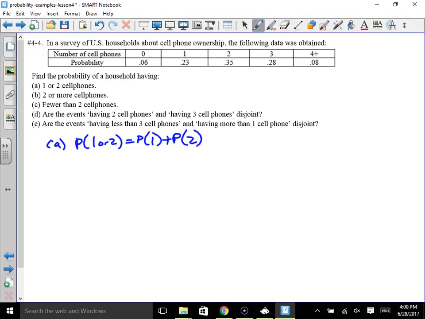The probability of one cell phone plus the probability of two cell phones, but I'm not going to subtract off the probability of 1 and 2, right? Because you can't have 1 and 2. You either have 1 or you have 2, so this is 0. So this would just be the probability of 1, which is 0.23, plus the probability of 2, which is 0.35. And that would turn out to be 0.58.